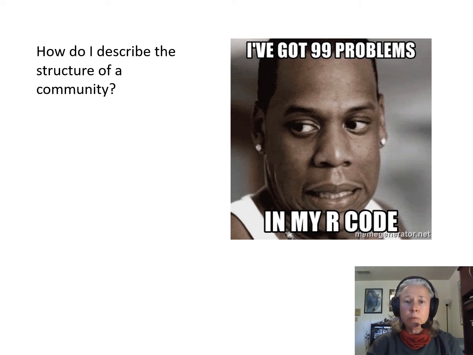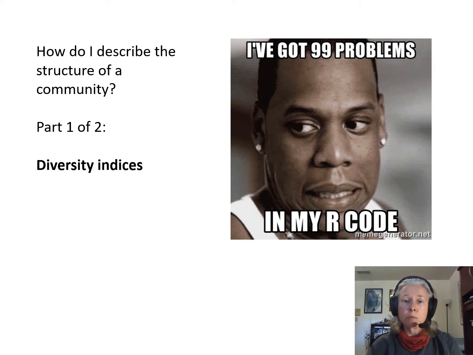So now finally we get into describing the structure of a community. This lesson is going to be the first of two parts, and today we're going to cover diversity indices. Next time we'll be talking about abundance in more detail.